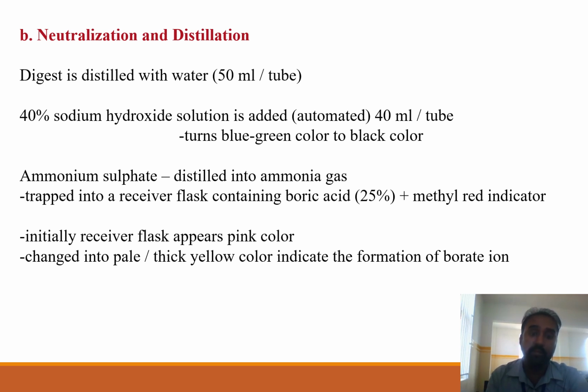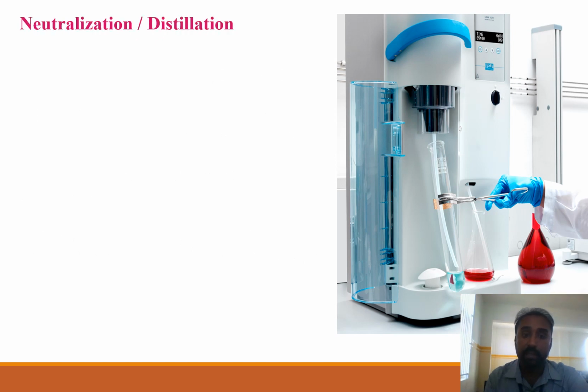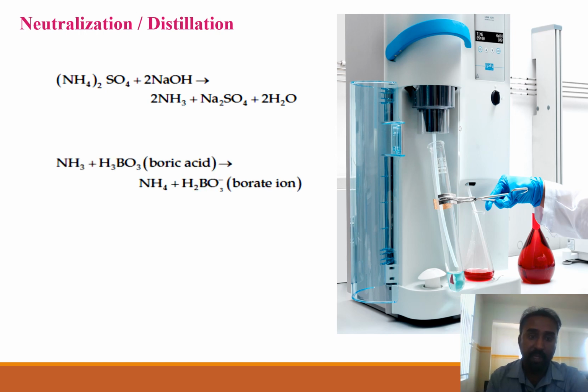This indicates the correct sequence of the analytical process. The ammonium sulfate present in the tubes is distilled into ammonia gas, and this gas is trapped in a receiver flask containing boric acid, that is 25% boric acid, along with a few drops of methyl red indicator. Initially the receiver flask appears pink in color. When the ammonia gas is trapped, it changes to a pale or thick yellow color, which indicates the formation of borate ion. This is the neutralization or distillation unit. You can see the fixing of the digestion flask, and this is the boric acid containing receiver flask. Here you can see the reaction.